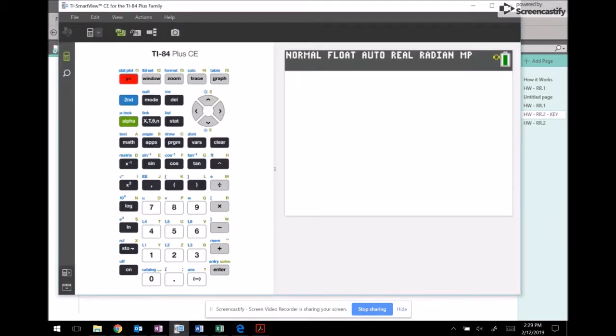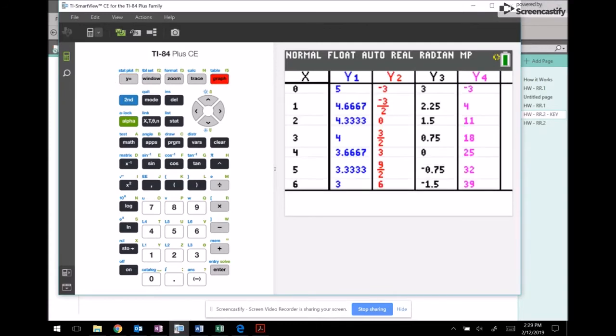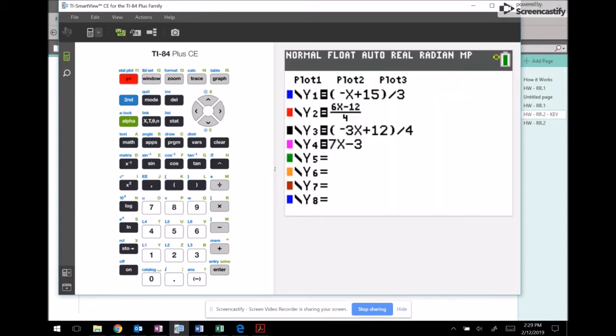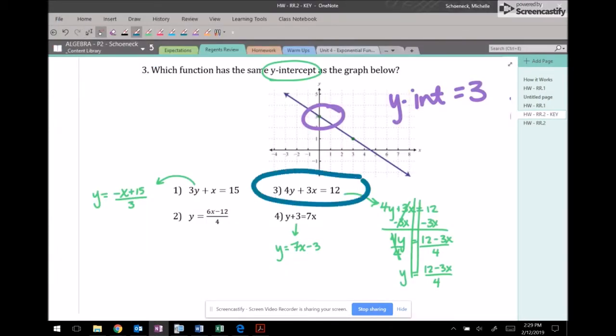All right, I've already done that. There they are. And I'm going to look at the table and find out which one has a y-intercept of 3, or when x is 0, which one of these is positive 3. And it's our third choice in black. And our third choice in black was negative 3x plus 12 divided by 4, which is the one that we solved for over here. Okay, so this one is the correct answer.